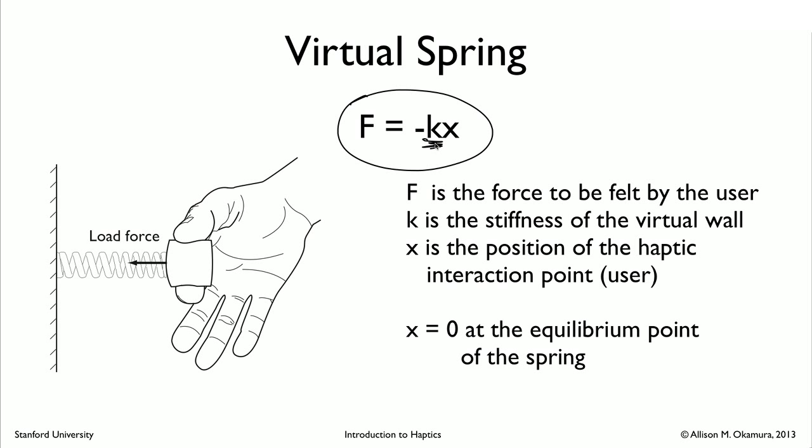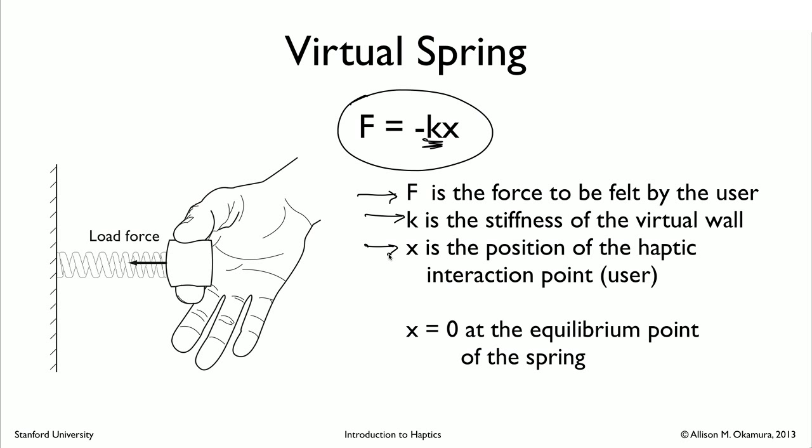So let's briefly review these different variables again. F is the force to be felt by the user, and we're going to call that F throughout the lecture. K is the stiffness of the virtual wall that you program. If K is 0, the person feels nothing no matter how they move, because F will always be 0. If K is large, then the user is going to feel a larger force based on their movement.